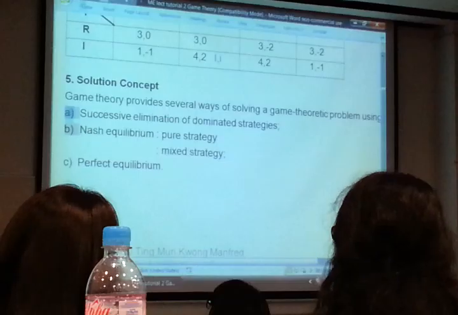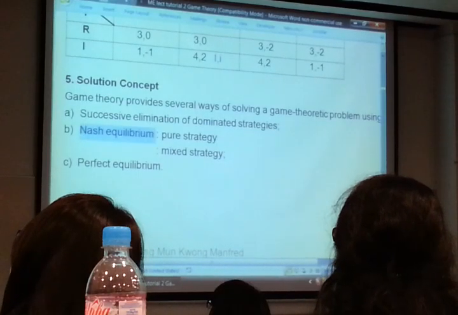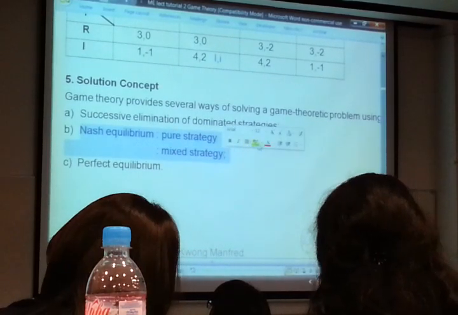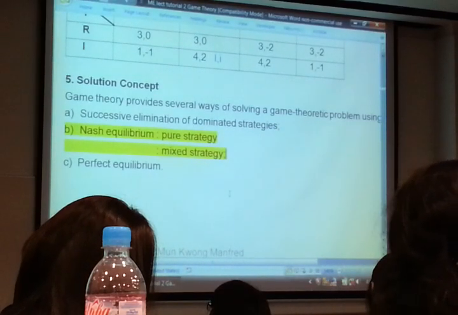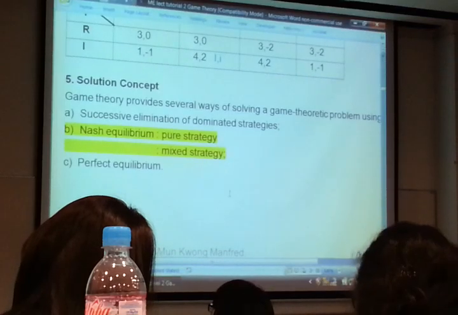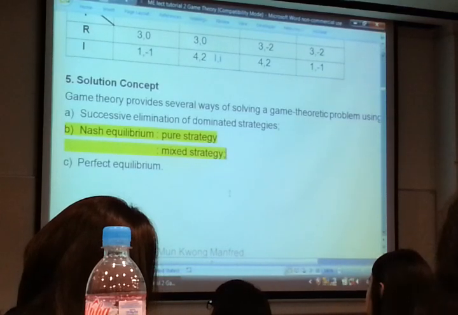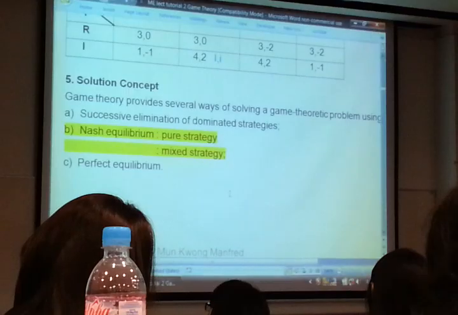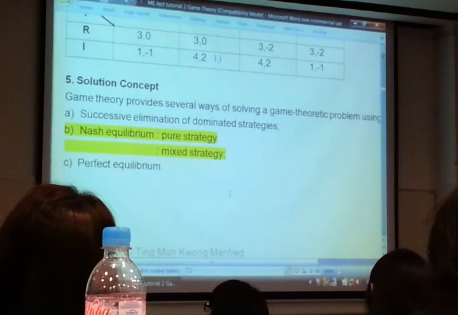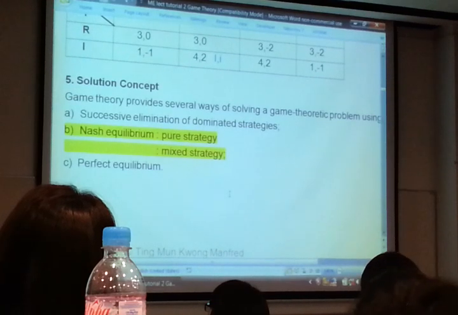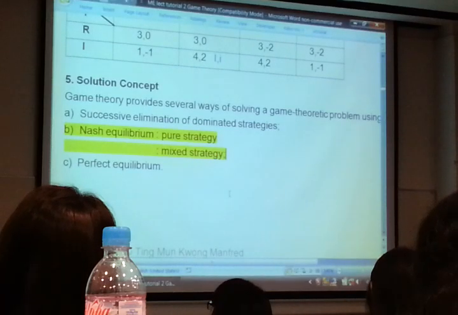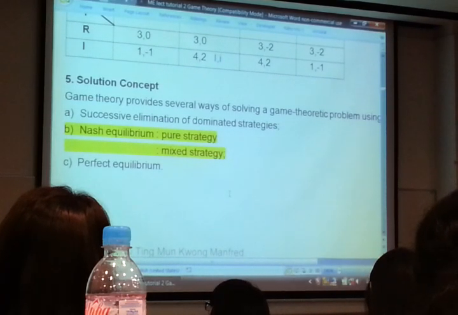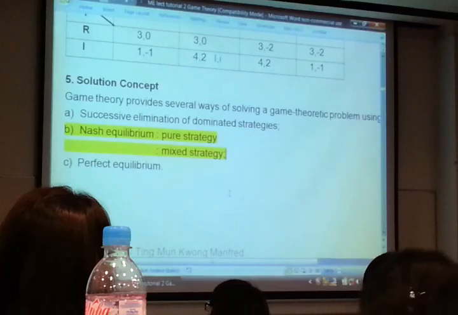Now, if the question asks you to find the pure strategy Nash equilibrium or mixed strategy Nash equilibrium, what do you draw? You draw a tree or a table. You cannot find a pure strategy Nash equilibrium from a tree. You have to draw the table. Simple. Mixed strategy Nash equilibrium, draw a tree or table?